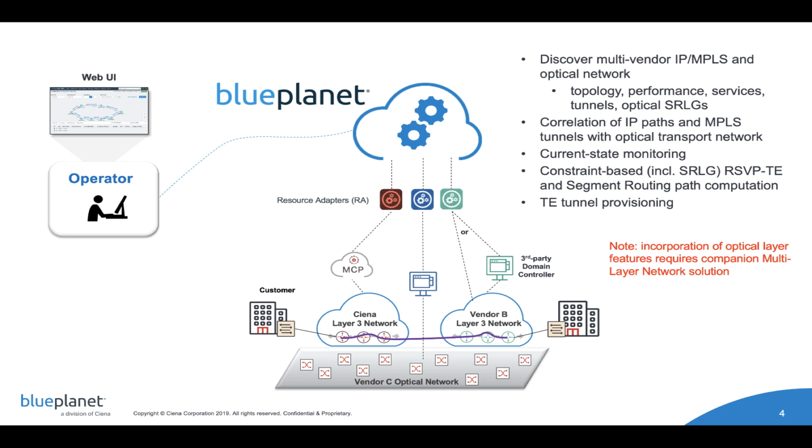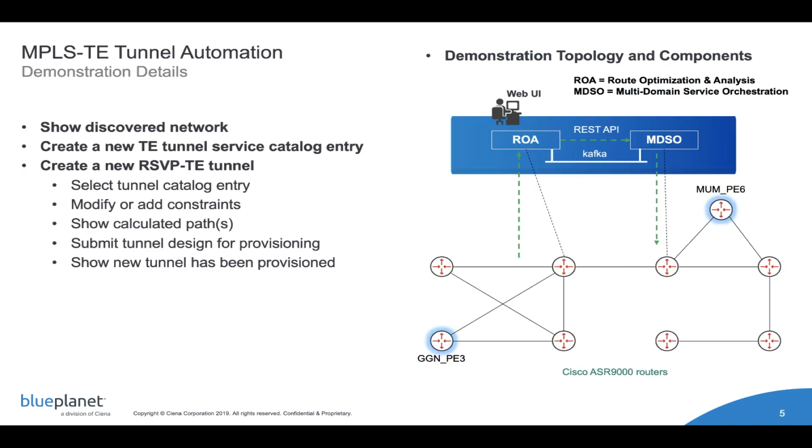paths and MPLS tunnels with the optical transport network, and constantly monitors its current state by peering with the routed network. It performs RSVP-TE and segment routing path computation, taking into account optical shared risk link groups and other constraints, and provisions those tunnels into the multi-vendor networks through a set of resource adapters, or RAs, that abstract vendor-specific device models and management interfaces.